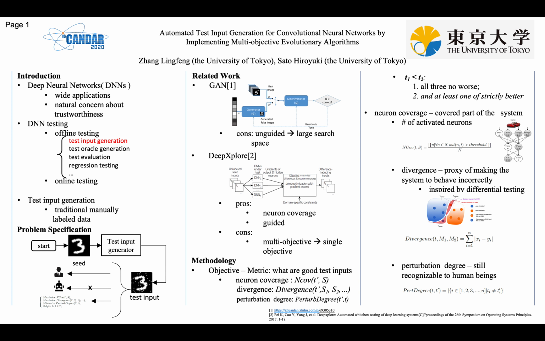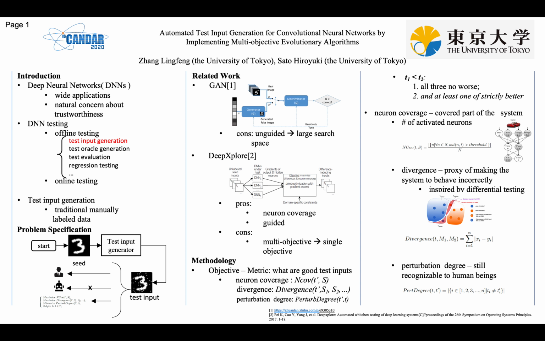In our work, in terms of what are good test inputs, we set three objectives, that is, neuron coverage, divergence, and perturbation degree. We say a test input is better, or formally dominating the other, if the following two conditions are satisfied. The first one is all three objective values of the first one are no worse than the second one, and at least one of the objective values is strictly better than the other. We introduce our three objective functions.